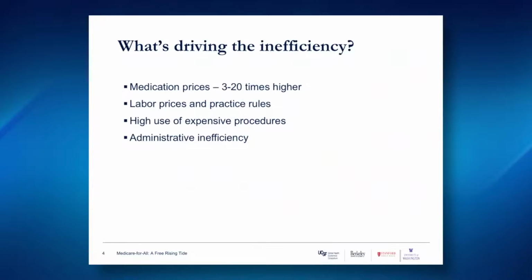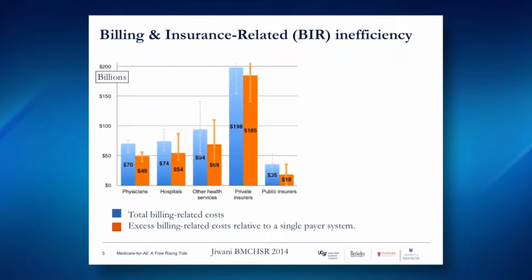So let's talk about that inefficiency. What's driving that? Part of it is very high medication prices, 3 to 20 times higher in the United States than in countries around the world. We also have high labor prices and restrictive practice rules that make it hard to provide inexpensive labor for medical care. We have very high use of expensive procedures like MRIs, and extraordinary administrative inefficiency. And I want to talk about that for a moment.